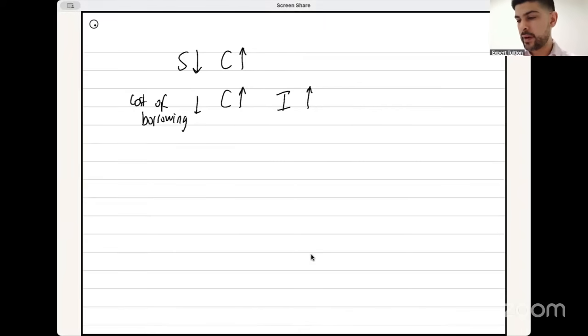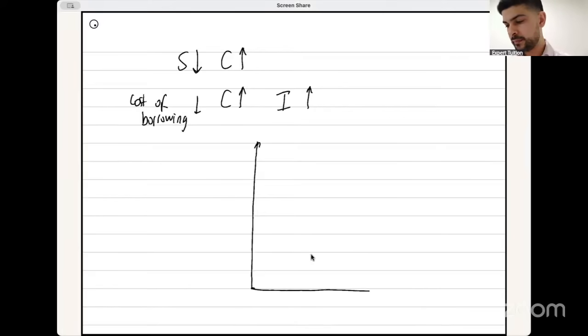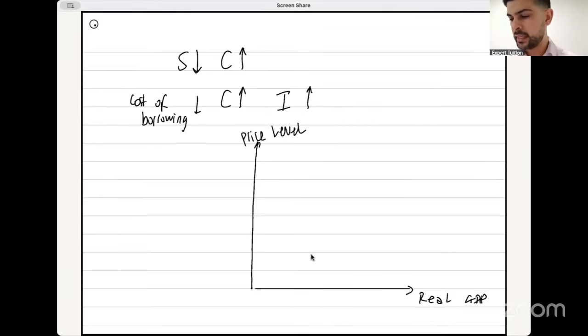We now draw the diagram. And the diagram, as I'm sure you've seen a million times now, it's going to look like this. So here's real GDP. And here is price level. And then just a standard Keynesian LRAS curve.